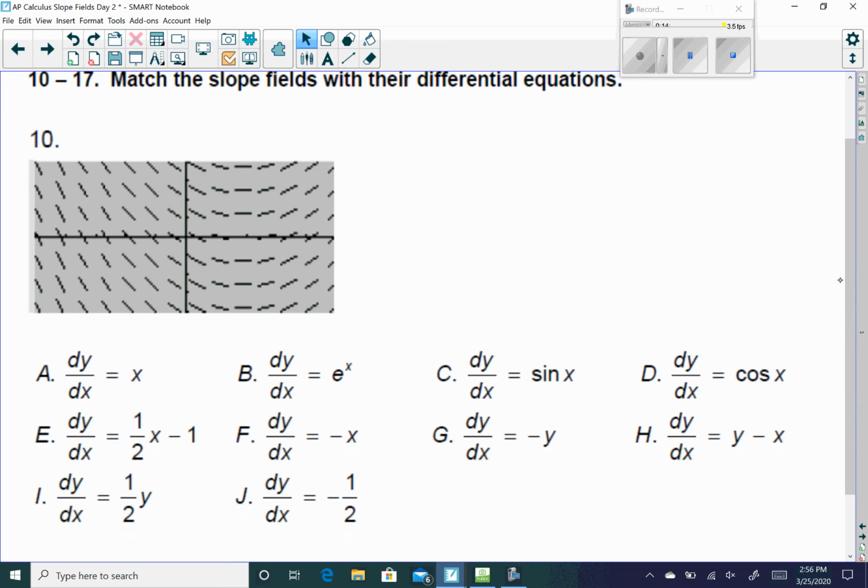So look these over. Notice all of these say dy over dx, and then look at the slope. Go ahead and pause this for a second and see if you can eliminate any possibilities and narrow it down.